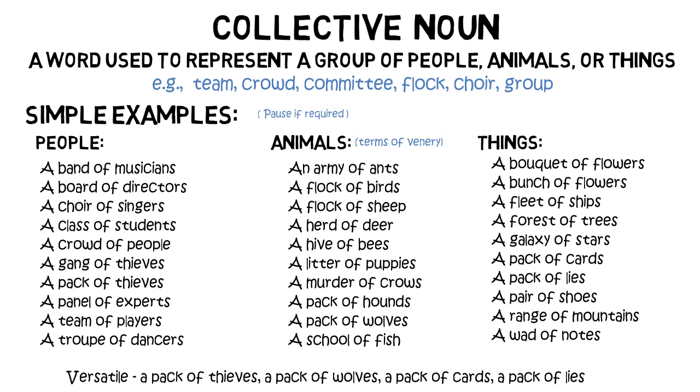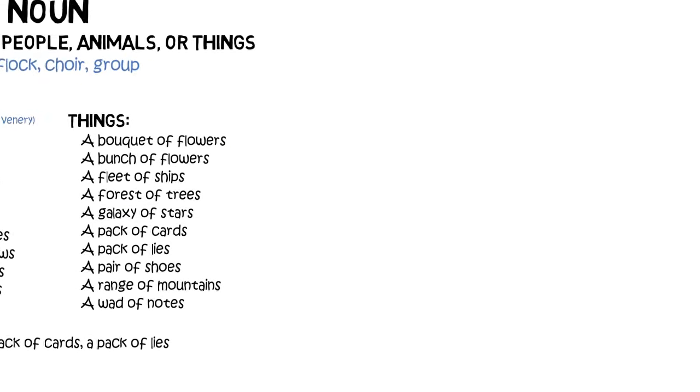Now, collective nouns can be quite versatile. So look at these. A pack of thieves, that's people. A pack of wolves, that's animals. A pack of cards and a pack of lies, they're things. So sometimes they can be shared across these categories.